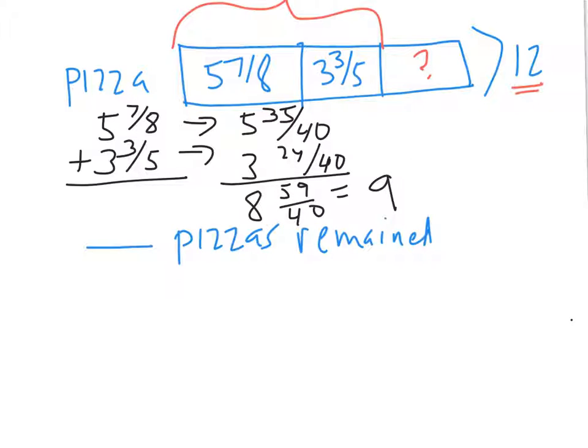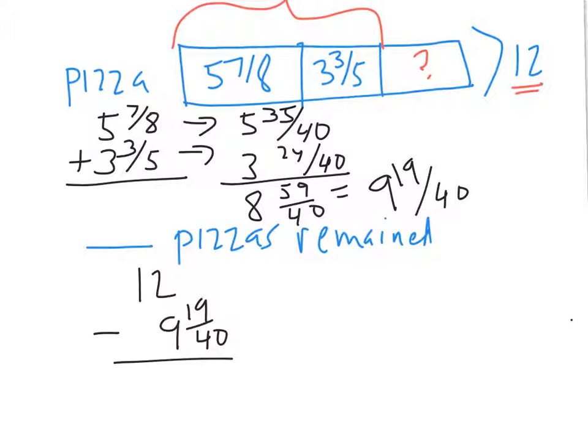Try that again. 19/40. So we have to subtract that from 12. So let's think about that for a second. So 12 take away 9 and 19/40. And so one way to think about it is let's add up. So what do we have to add to this to get to 10? Well, if you have 19 out of 40, you need 21 out of 40.